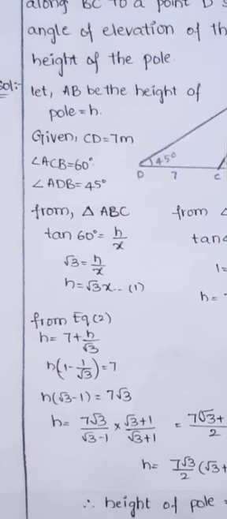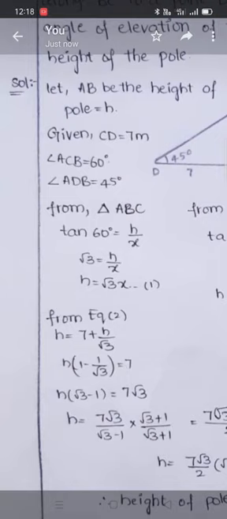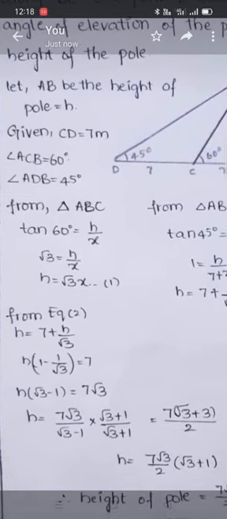So 7 plus h by root 3, you have to bring into the LHS side, so it gets a negative symbol. Then you can take h common. After taking h common, you get 1 minus 1 by root 3 is equal to 7. By taking the LCM, root 3 is the LCM, so in the numerator the remaining term is root 3 minus 1, and the denominator root 3 comes to this side and multiplies 7, so it becomes 7 root 3.